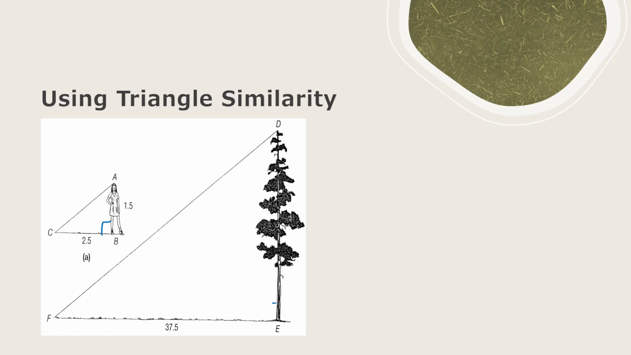We're assuming that both the tree and the person are being measured at a right angle to the ground. Now, where's the other similar angle? It's the angle of the sun. We assume the sun is far enough away that when it shines and creates shadows on these, it creates the same angle.